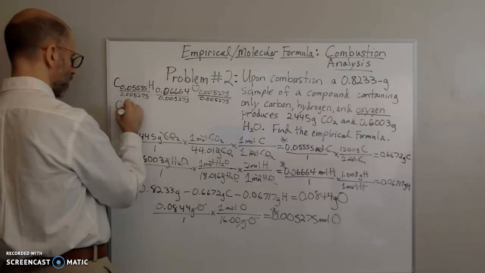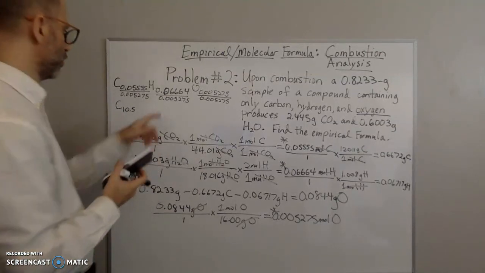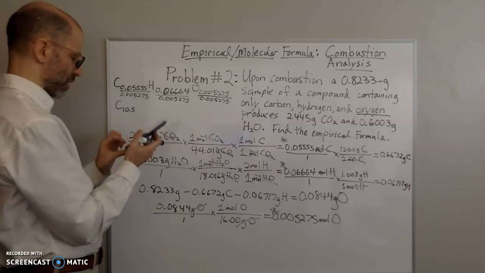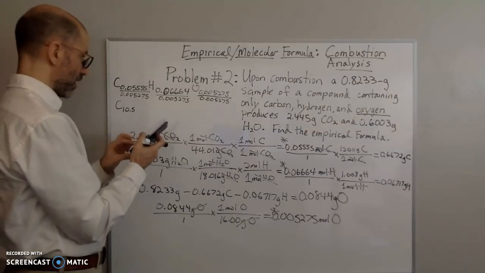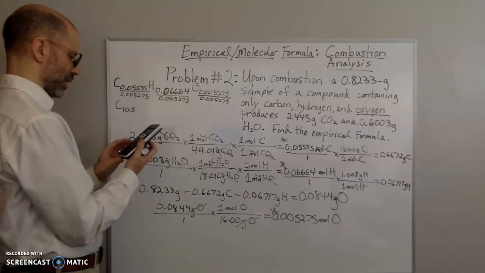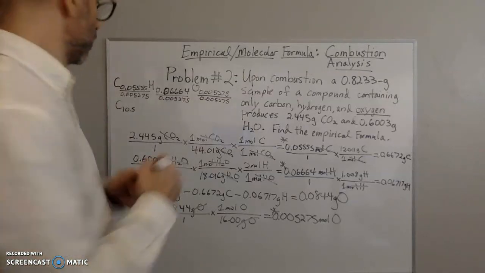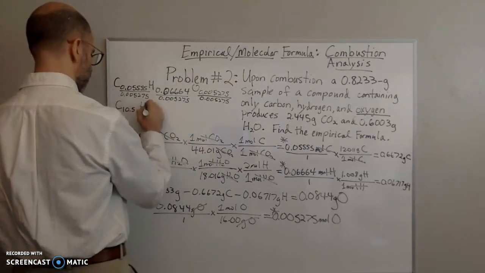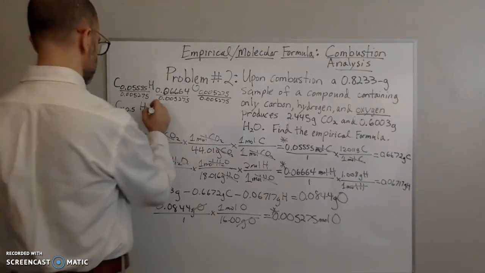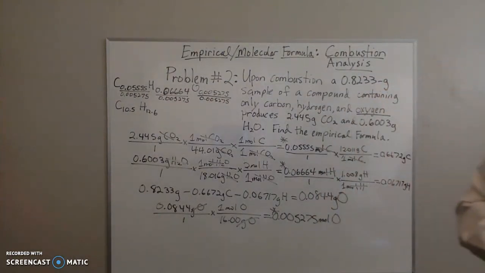So I'm going to get 10.5 for the carbon, and then if I do this one, 0.06664 divided by 0.005275 equals 12.6633. So I'm going to write that down. I get hydrogen 12.6, rounded to 12.6. Okay.